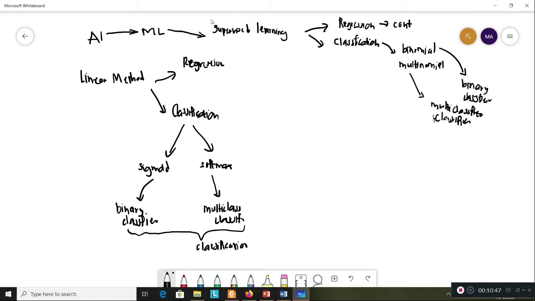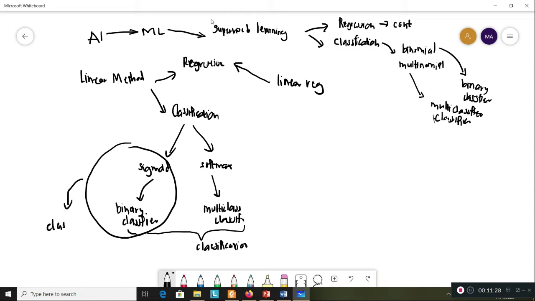So when I use the words linear regression, I am actually referring to this one. This is another name for the linear method for regression. And then I always talk about logistic regression. What is the meaning of logistic regression? It is actually this one. Logistic regression is a classifier: the linear regression, but you are using the logistic function.